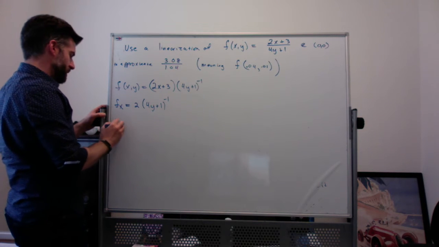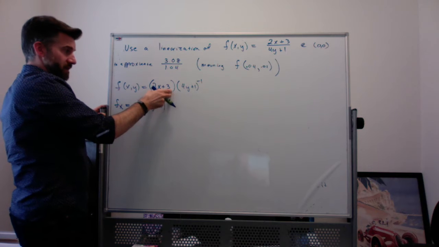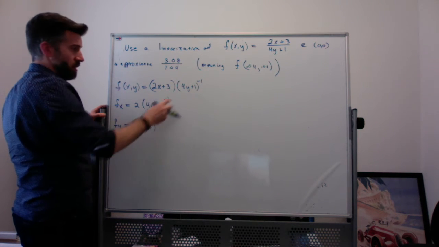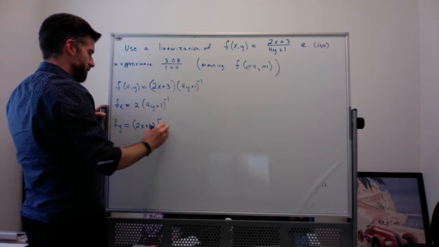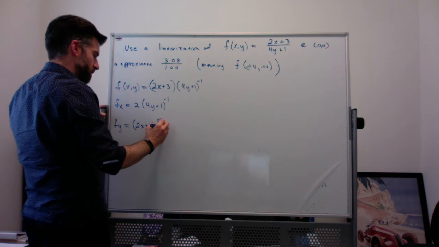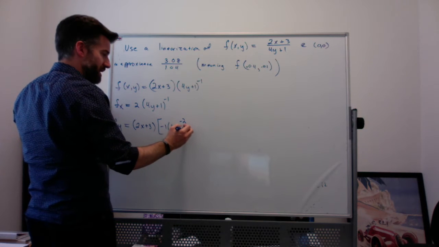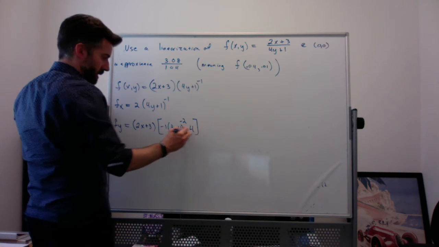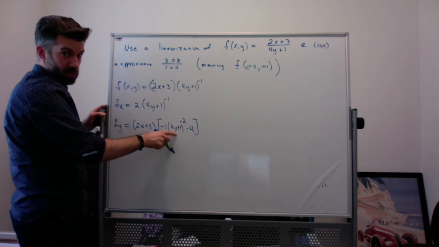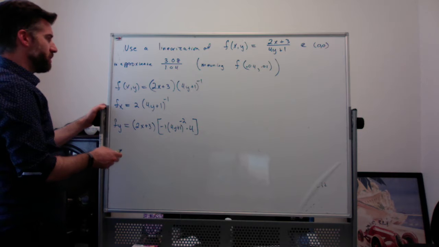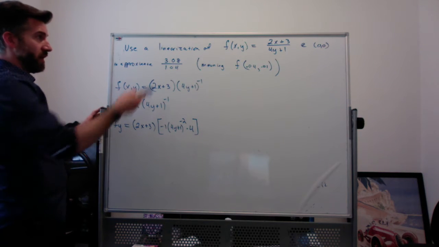fy is a little bit more challenging, but not a lot. This is the constant now, right? There's no y's in there. So the 2x + 3 that's multiplied by this function of y hangs out. And the derivative of this is a little more complicated. It's negative 1 times (4y + 1) to the negative 2 times 4, because you multiply by the derivative of the 4y + 1. Hopefully you guys can see that all right. And then we have to figure out what each of these is evaluated at our point.